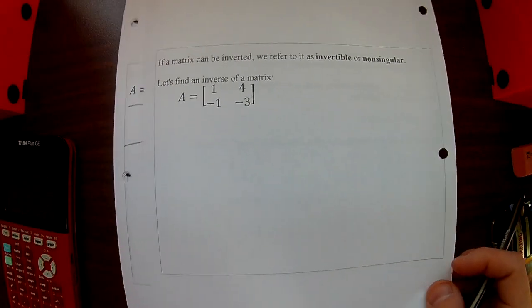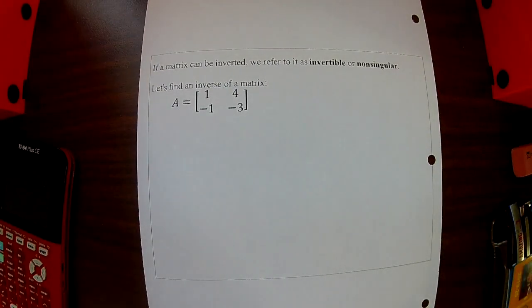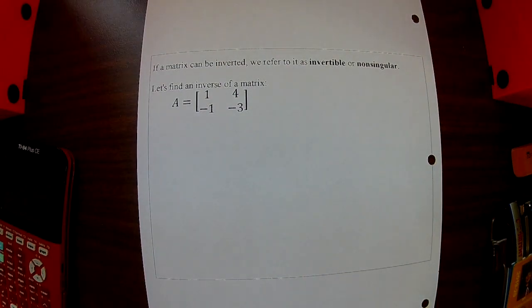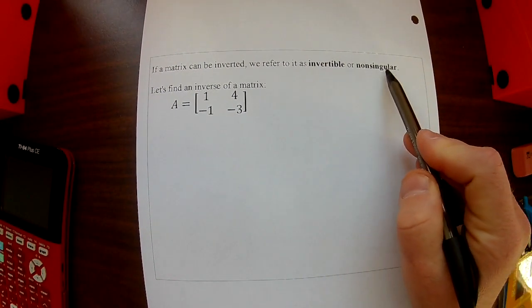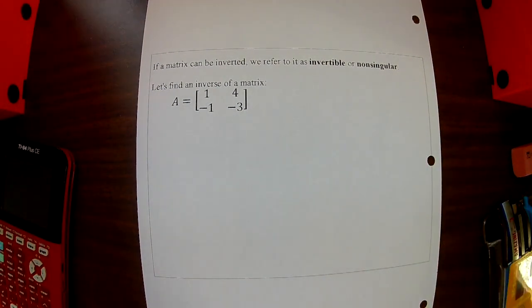Okay, so back to that vocab that we had from earlier. If a matrix can be inverted, we call it invertible, able to be inverted, or non-singular. So if a matrix cannot be inverted, it is called non-invertible, or singular. I know, prefixes, they're hard, right?